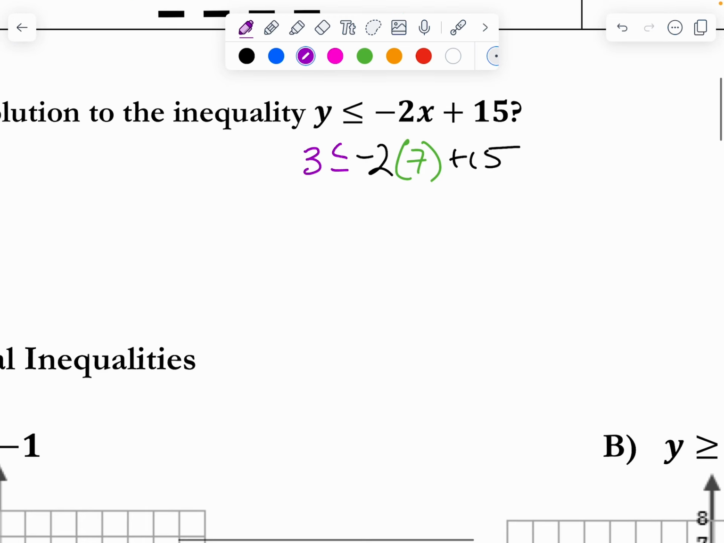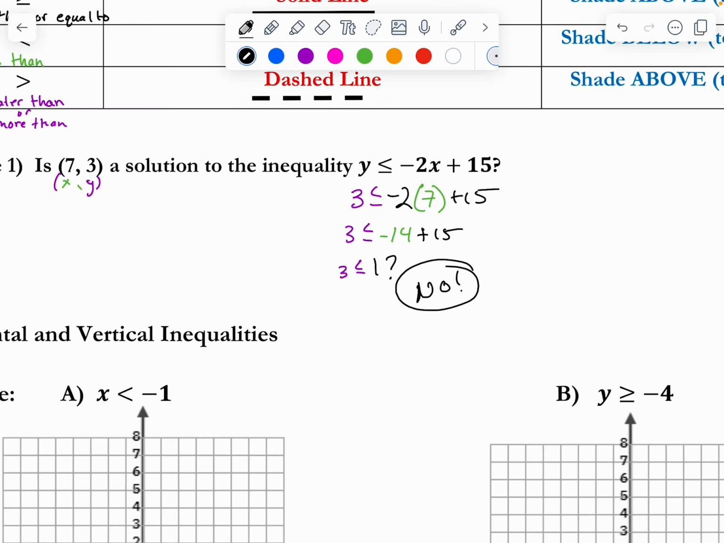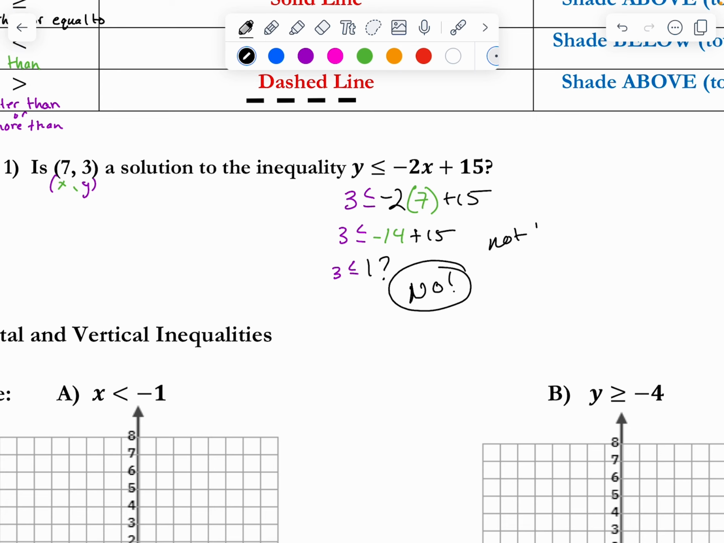So, if I have 3 here, I'm just going to carry down the 3. Well, -2 times 7 is -14, and then add 15 to this. Well, I ended up getting that 3 is less than or equal to 1. What happened there? Does that appear to be true? Is that true? No, right? This is absolutely not true. I would rather have $3 any time of the day versus $1. So this first example is not true. It's a no.